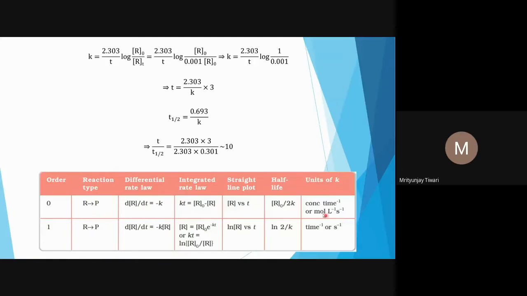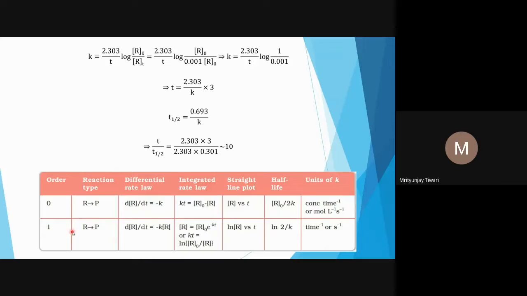The unit of k, we have seen a general expression for the unit of k earlier. In the case of zeroth order reaction, the unit of the rate constant is concentration per unit time, and if the concentration is represented in terms of mole per liter, the molar concentration, it is mole per liter per second, that is, mole per liter time inverse.